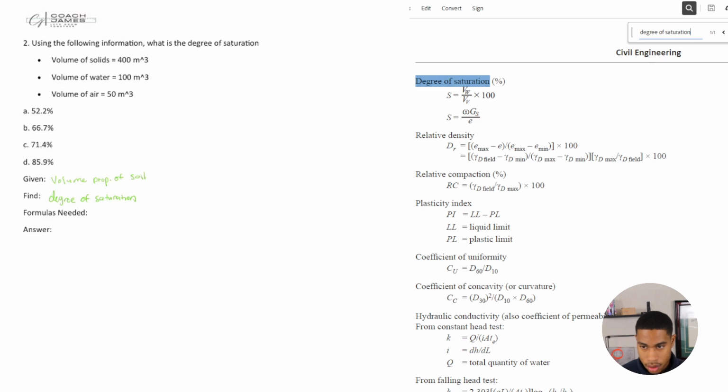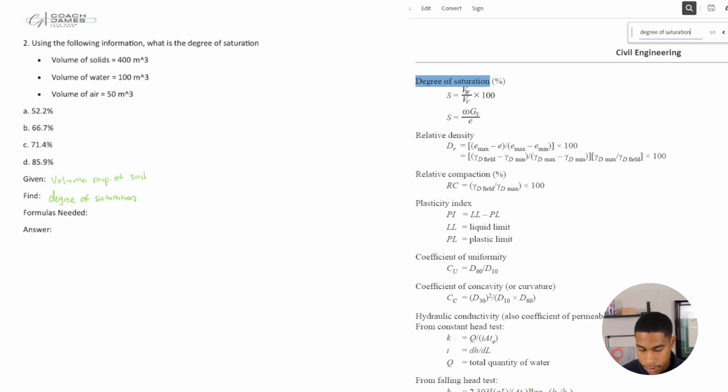Okay. So we can look at this and say the formula that it looks like we need is, our degree of saturation, S, is equal to volume of water divided by volume of voids, times 100.